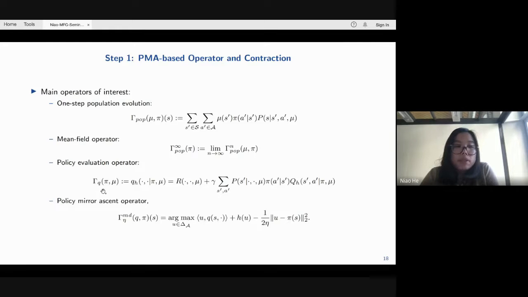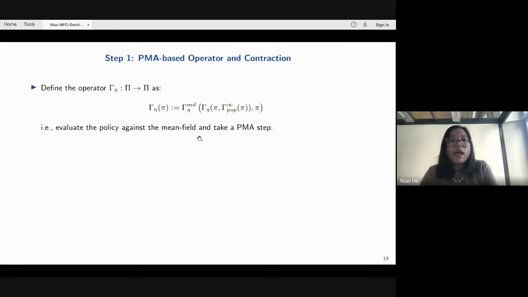We define Γ_Q as the policy evaluation operator, where we try to estimate the Q functions. In fact, here they are the soft Q functions. And then the policy mirror ascent operator that we introduced earlier, which we denote as Γ, the mirror descent operator, depends on your step size η. The algorithm can be viewed as approximately applying a fixed point iteration based on this operator Γ_η, which is the composition of one step of policy evaluation against the mean field and one step of policy mirror ascent. This is a composition of the mirror descent operator and the Q value estimation, or policy evaluation, operator against the mean field.